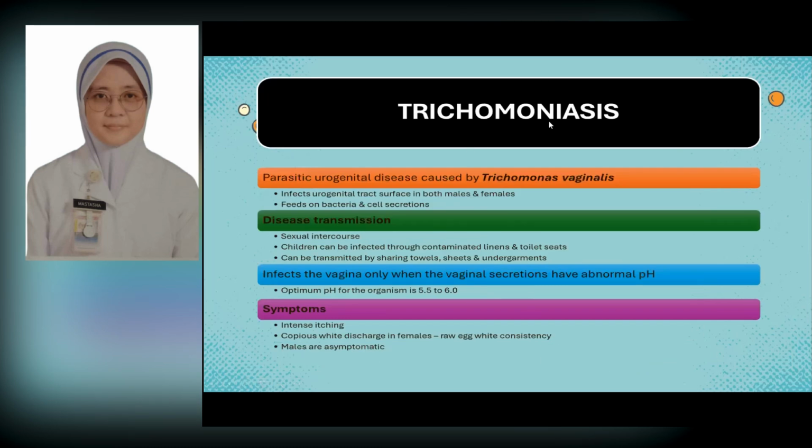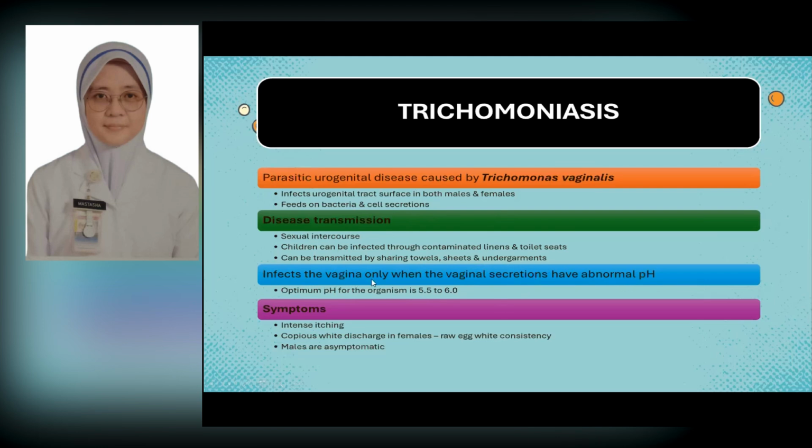Trichomoniasis is a parasitic urogenital disease caused by Trichomonas vaginalis. It infects the urogenital tract surface in both males and females, and it also feeds on bacteria and cell secretions. Disease transmission: the first is sexual intercourse, the second is that children can be infected through contaminated linens and toilet seats, and the third is sharing towels, sheets, and undergarments.